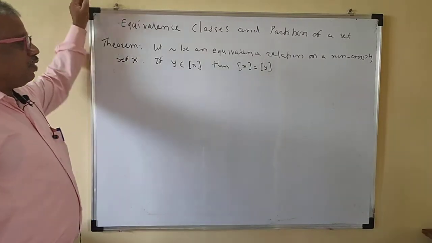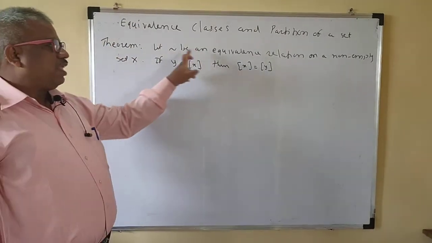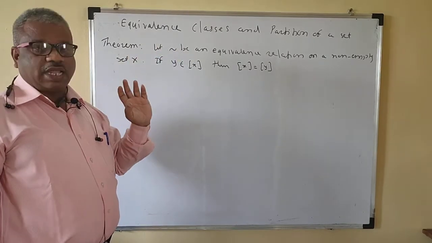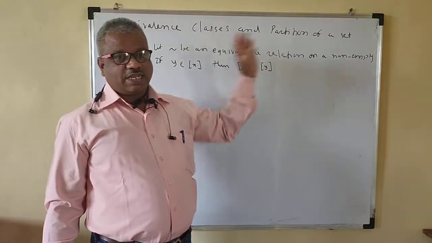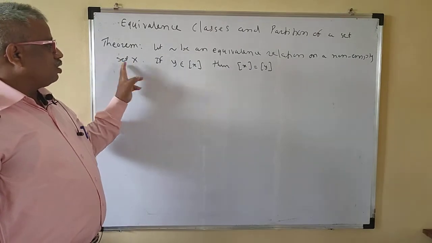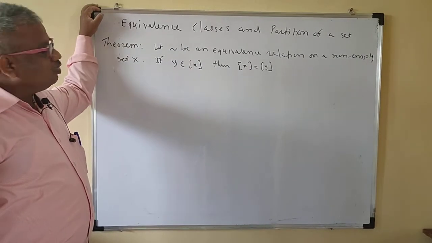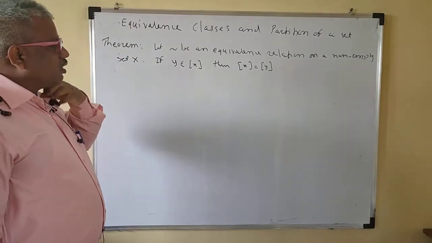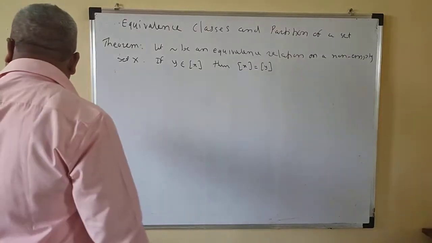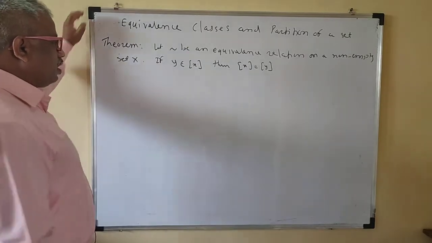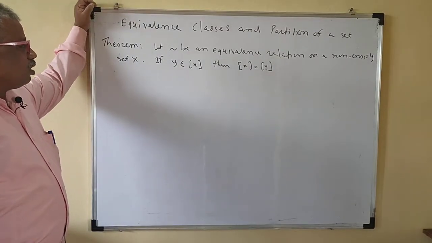Before that, the first theorem is: let ~ be an equivalence relation. Here it is given that ~ is an equivalence relation on a non-empty set X. Equivalence relation means what? It is reflexive, symmetric, and transitive. And what do you have to prove?